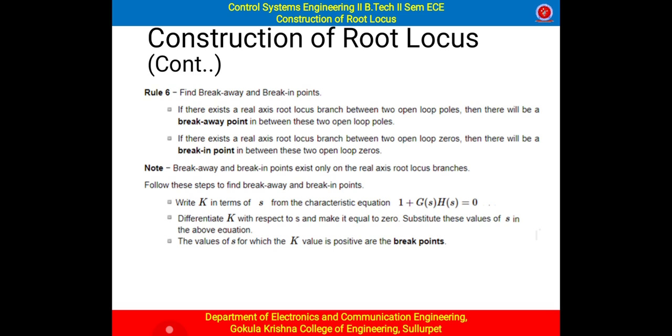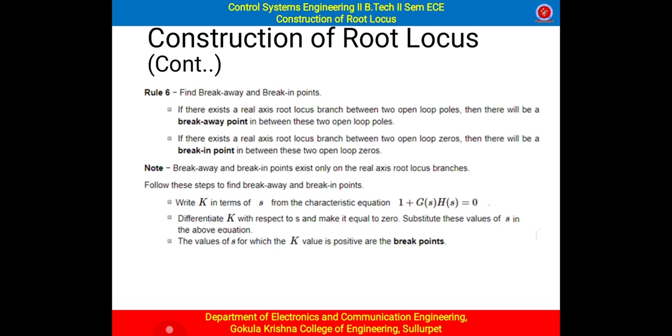Similarly, if two zeros are adjacent, then the root locus branches should reach these zeros, and if the directions are exactly opposite, the two branches will meet the real axis at some point. That point we call the break-in point.